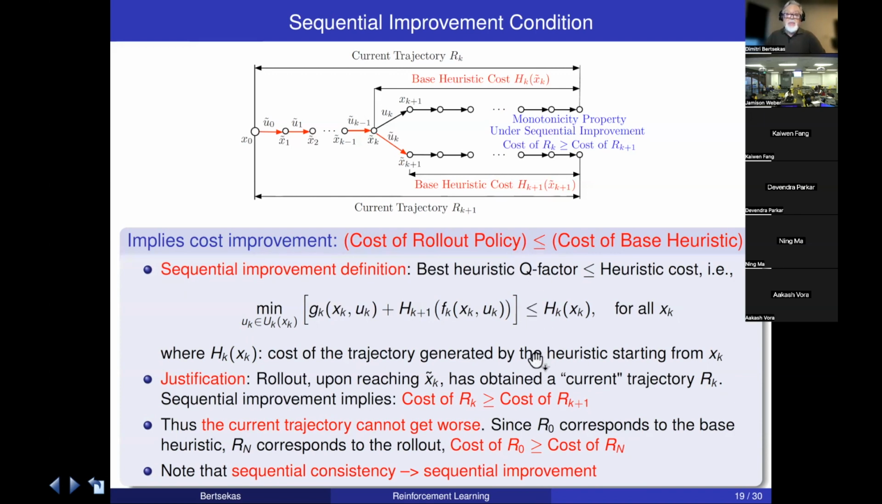Okay, so this is a proof, and you can look over it. The main thing is that under sequential improvement, I have this monotonicity property of these trajectories, and I'd like to illustrate it with an example.